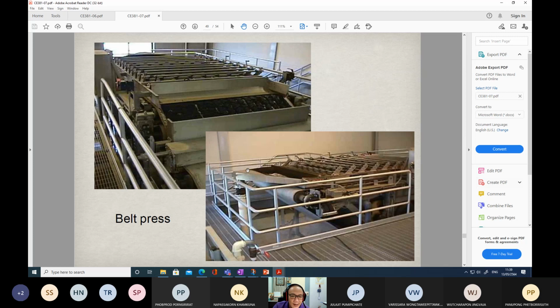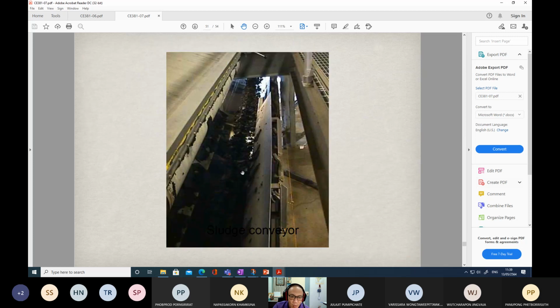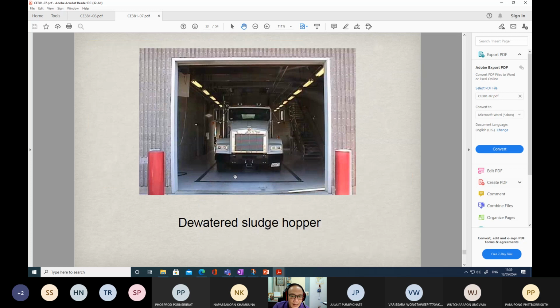And once it's completely dewatered, it's removed. The sludge is collected in the sludge hopper. So this truck will carry the dewatered sludge and dispose of it somewhere, or maybe apply it on agricultural farmlands.